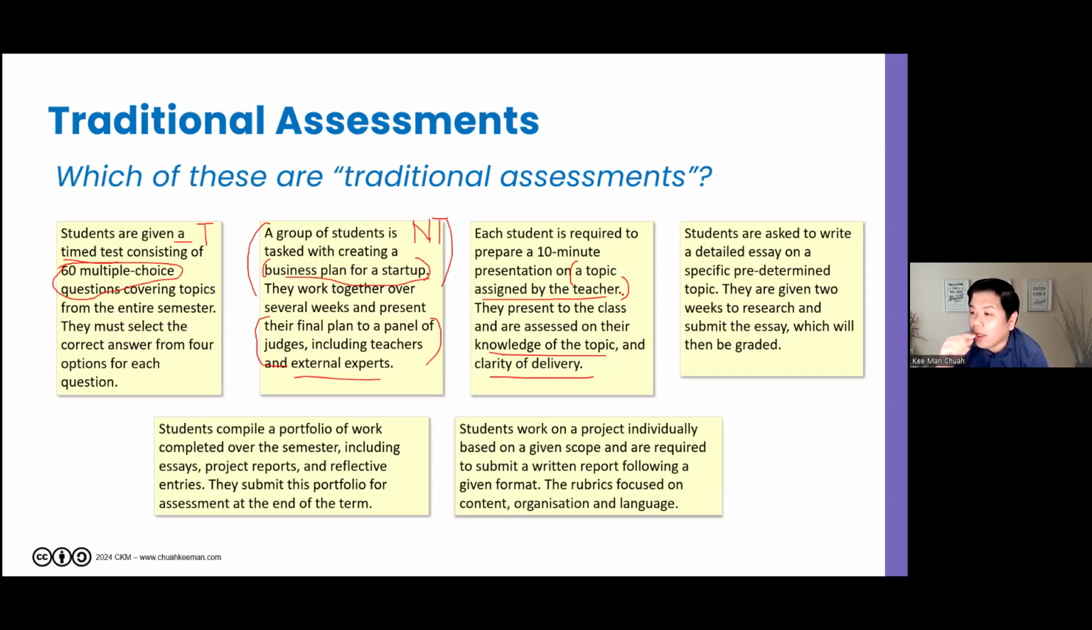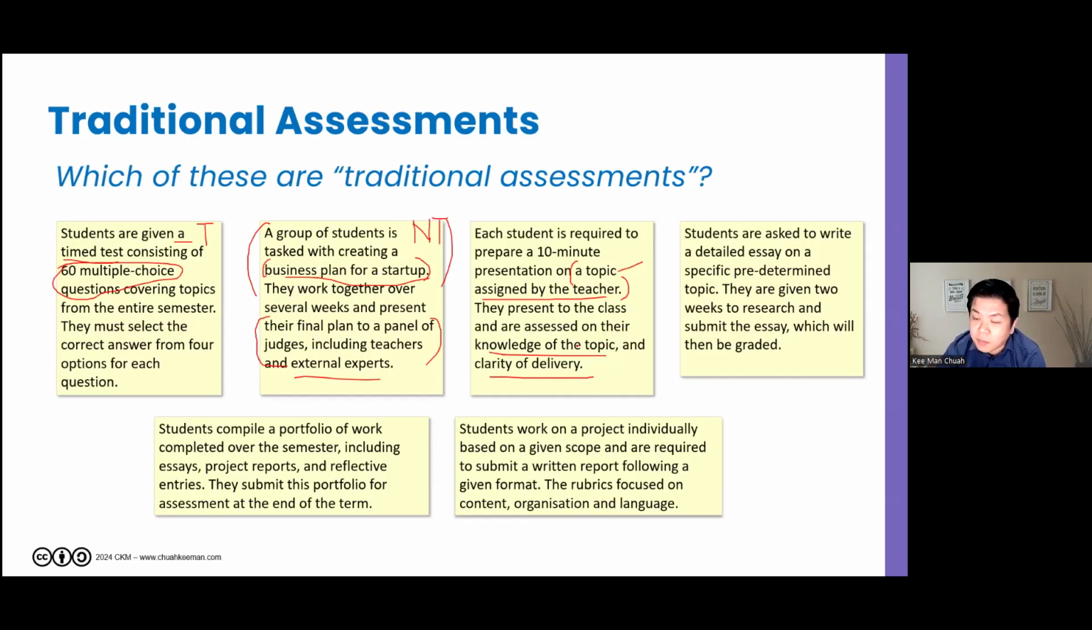Also, why do you think a topic is assigned? It's easier to grade, right? It's easier to grade as in everyone is talking about the same thing, and then you can compare Tom, Dick and Harry. Okay, Tom is better, and so on, because everyone is talking about the same thing. Then you can grade according to what you want to grade.